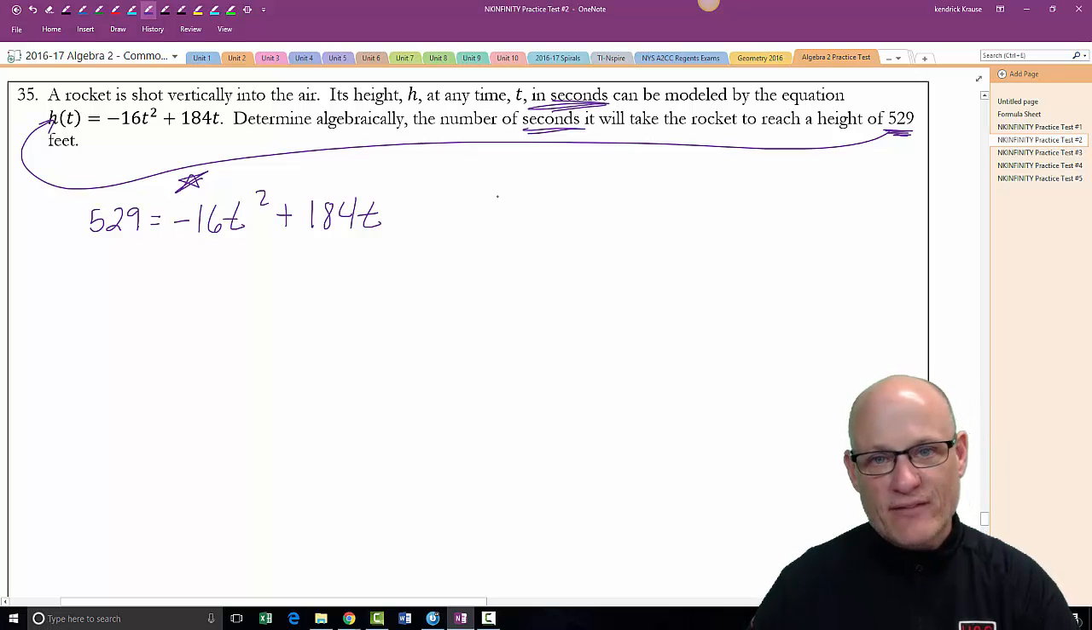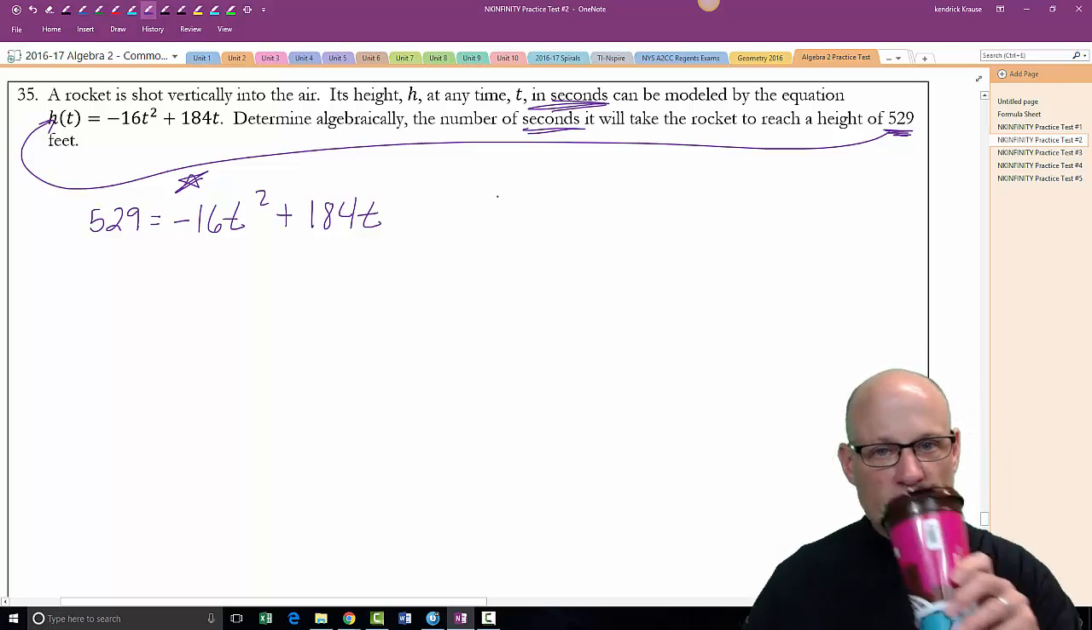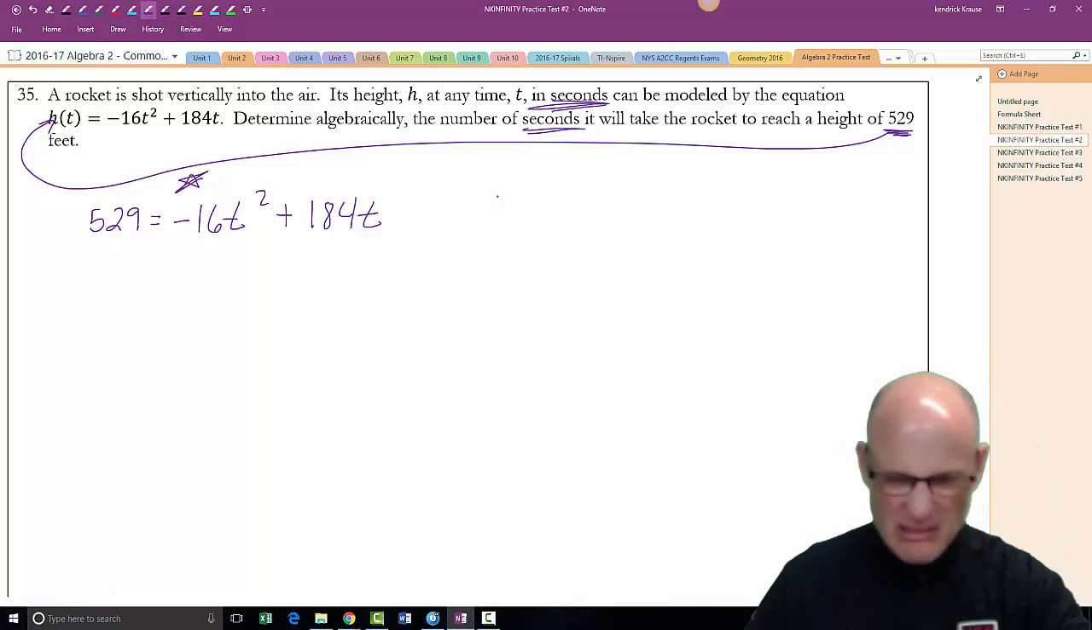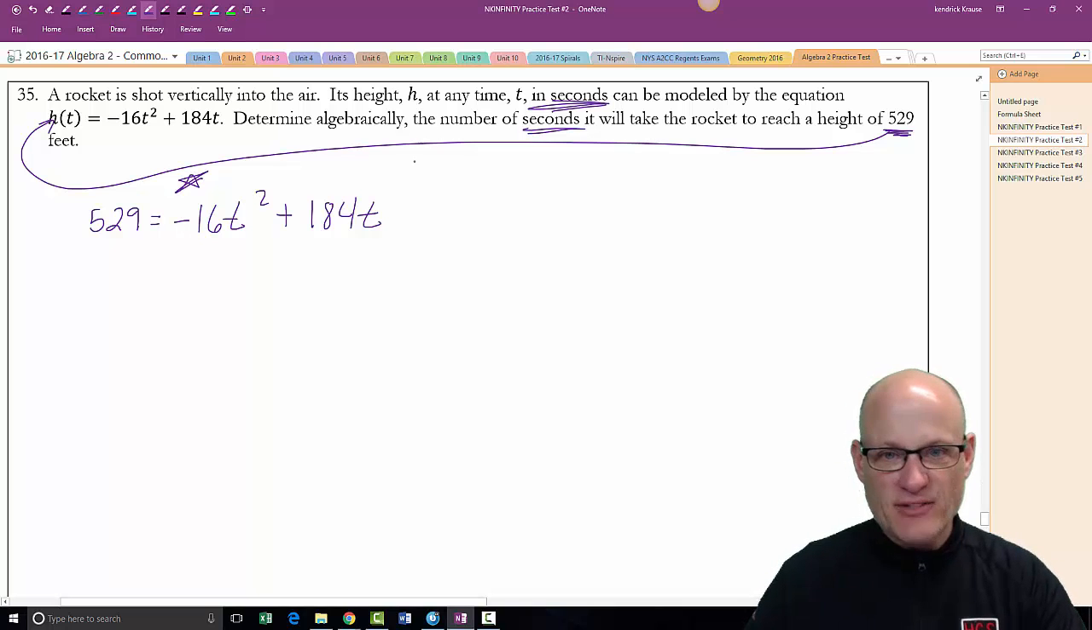Never do you want to have a negative x squared, even when you're drinking coffee and it's cold. Ugh. Starting to get gross, kids. Going to have to get some hot coffee.